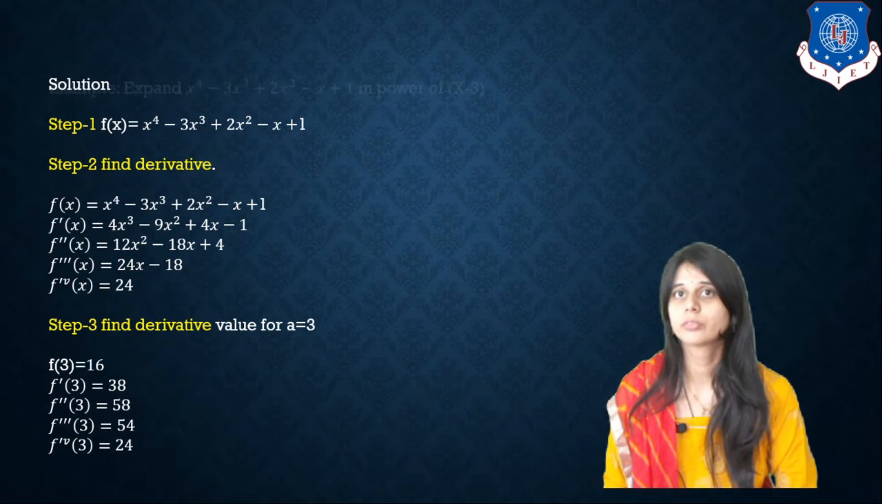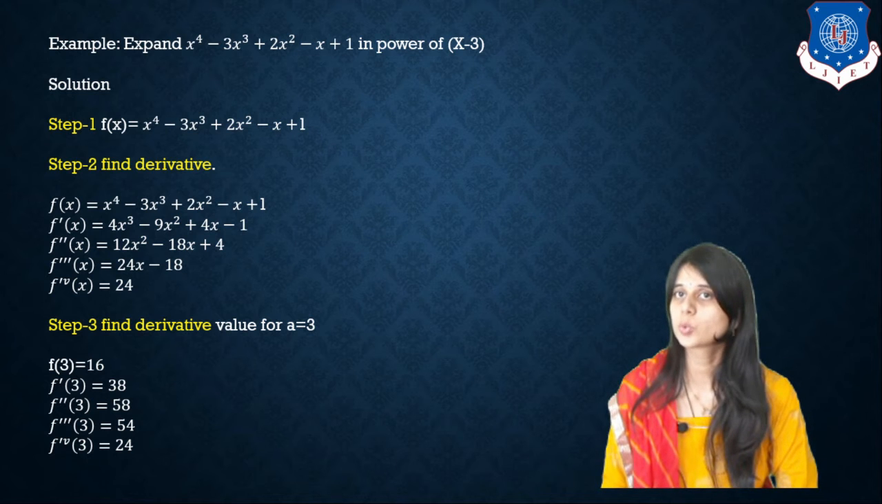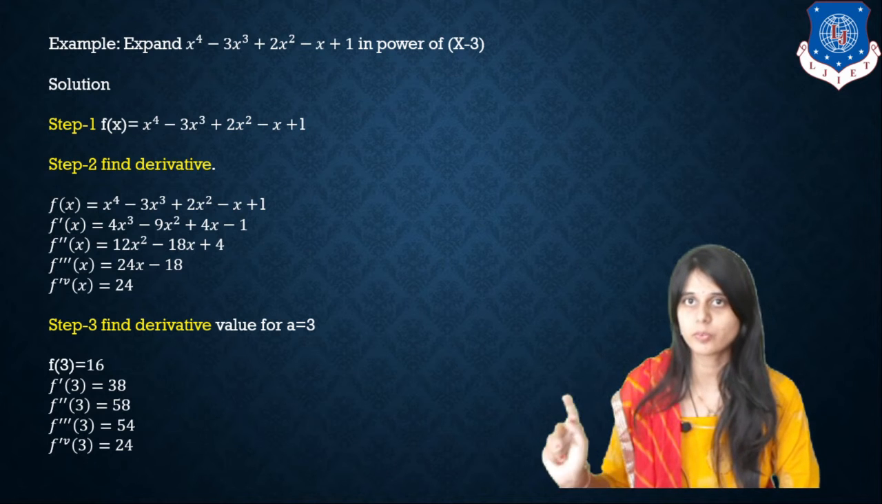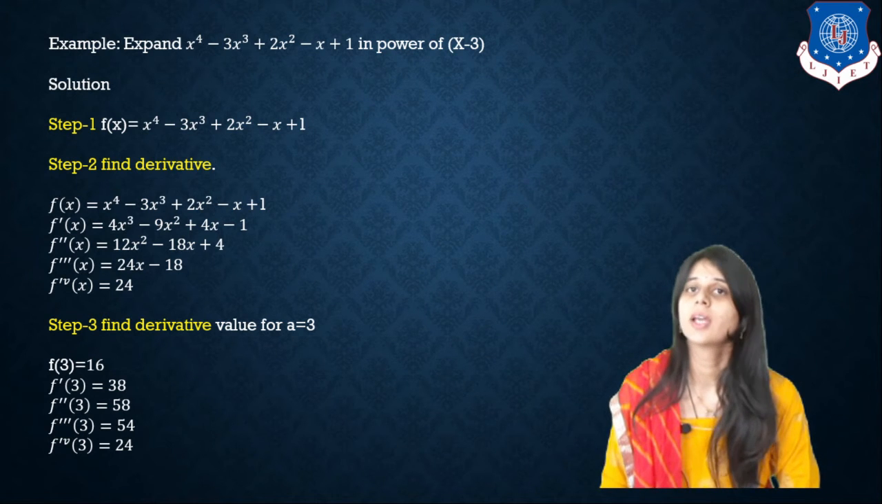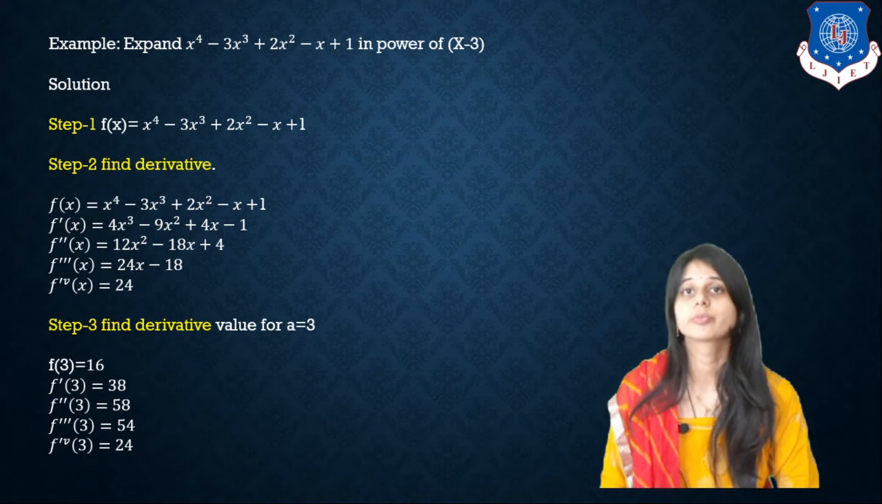Example: expand x raised to 4 minus 3x cubed plus 2x square minus x plus 1 as a power of x minus 3. Solution. Step 1. Taking f of x. What is f of x? x raised to 4 minus 3x cubed plus 2x square minus x plus 1.